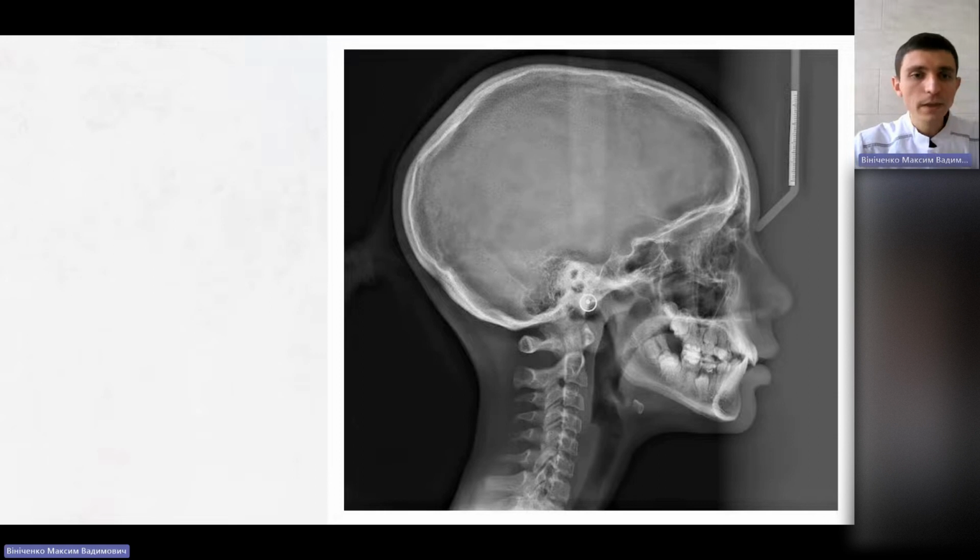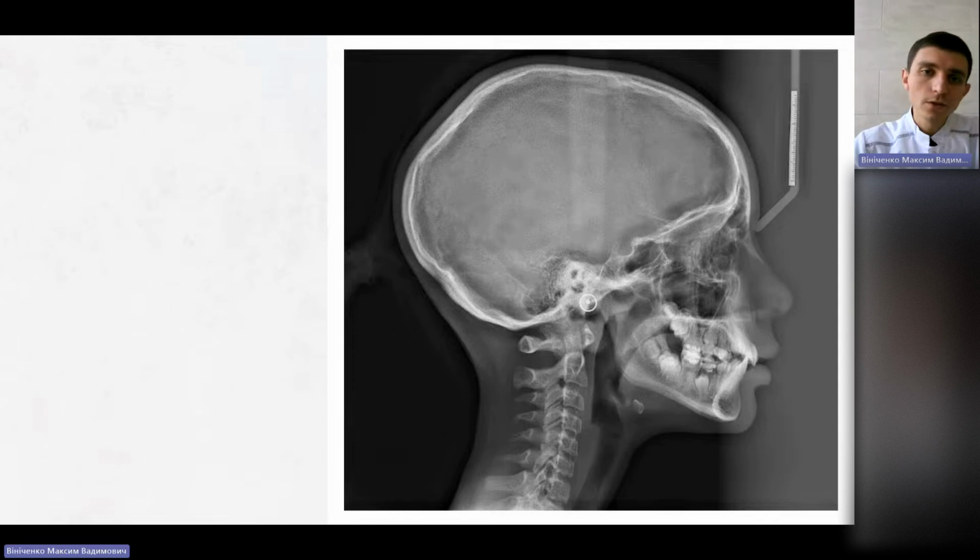We also look at the nasolabial angle. Here are the nasolabial angle and the labiomental angle. Because the patient does not only need to have a good position of the teeth. The patient also wants to have a good profile after treatment. So first of all, we look at the profile of the patient, and only then are we going to protrude or retrude the central incisors.